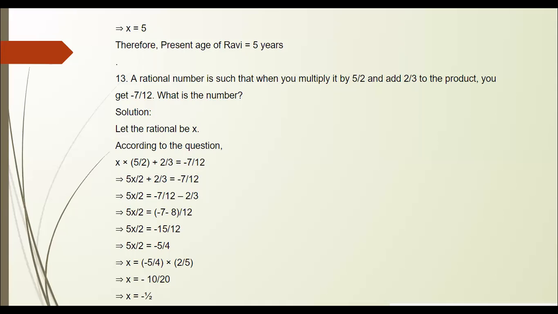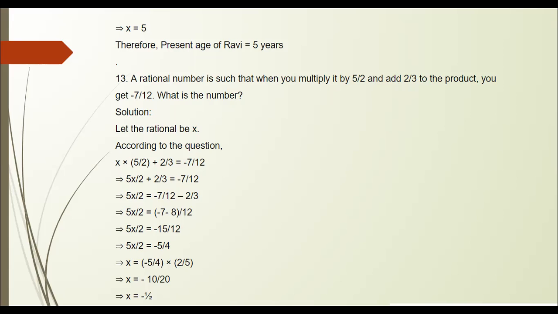So we were discussing the sums on linear equations in one variable. Now we'll see question number 13. A rational number is such that when you multiply it by 5 by 2 and add 2 by 3 to the product, you get minus 7 by 12. What is the number? Okay, children.